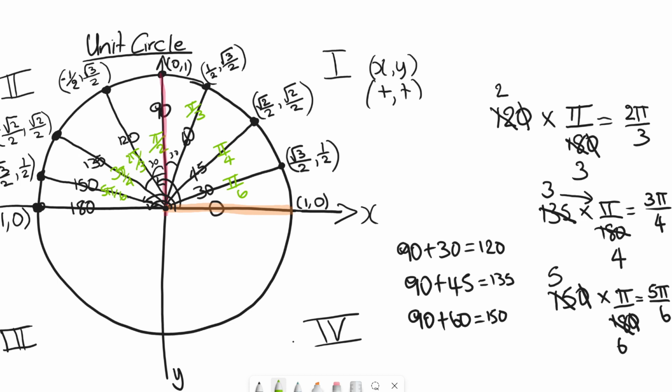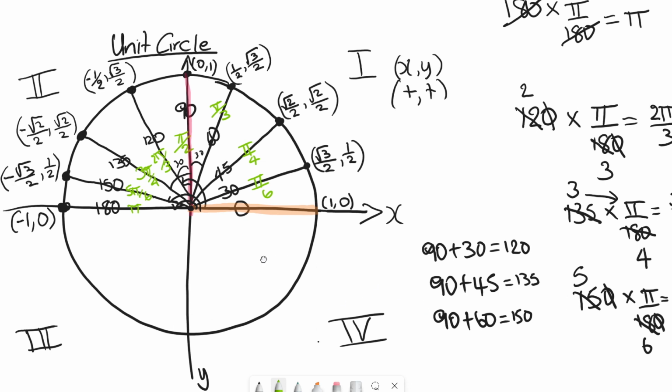Now, let's look at 180. I'll put it up the top here. 180 times pi over 180. Well, would you look at that? 180 cancels. And so this is just going to be pi. Very important thing to note, that 180 in radian measure is going to be pi. Okay, and that's your second quadrant.